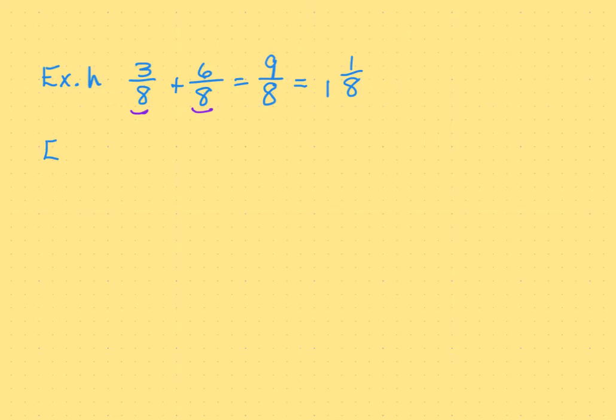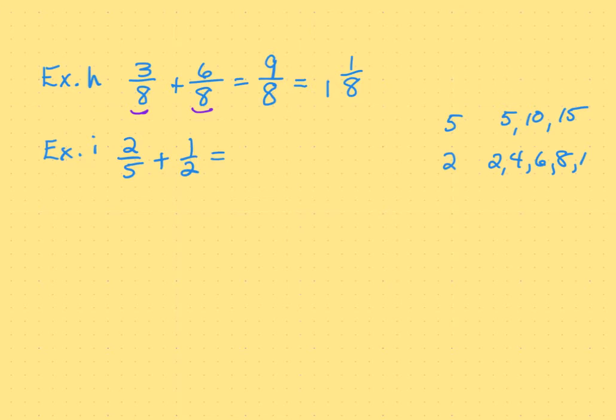So something like 2/5 plus 1/2. You need to find the least common denominator, or the lowest common multiple of 5 and 2. So let's see, the multiples of 5 are 5, 10, 15. The multiples of 2 are 2, 4, 6, 8, 10, 12, etc. But look here, we have already found a common multiple. That is the least common multiple.